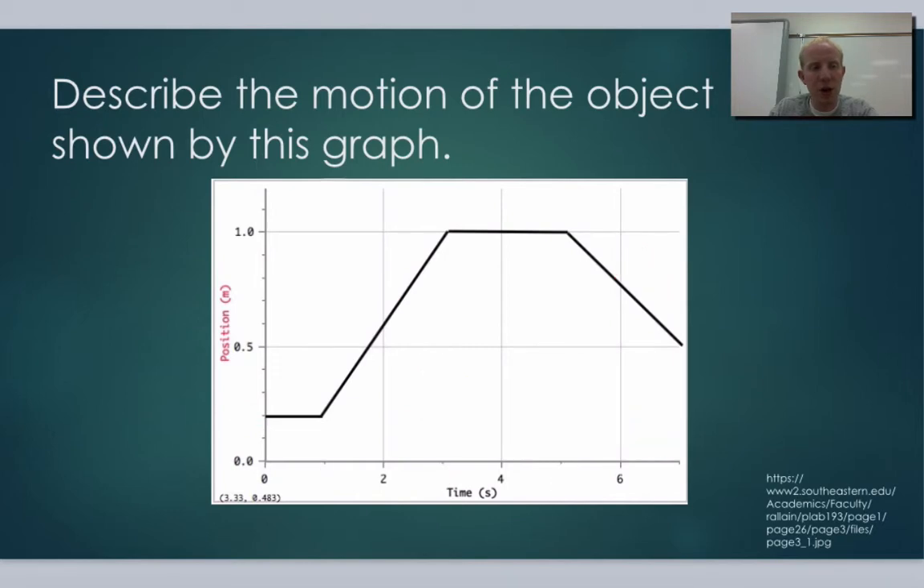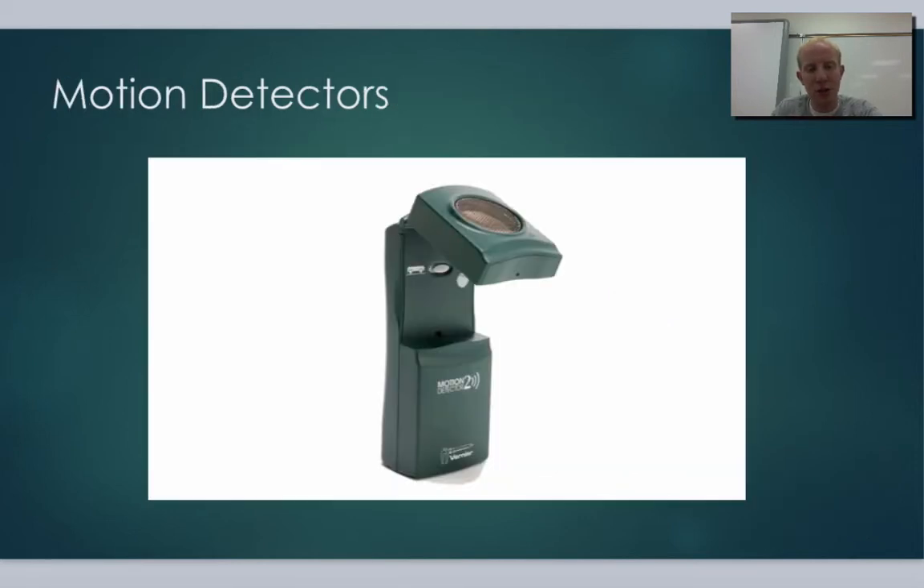So the first part of your homework assignment is to just analyze these graphs, find those different values, when it's moving forward, when it's moving backward, what the distance and displacement are. Okay? All right, and then in class we started to use some motion detectors, which are really cool.